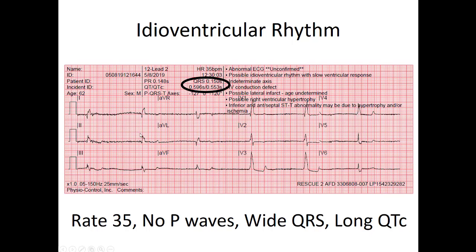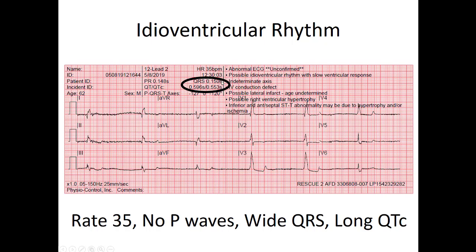This isn't coming from the sinoatrial node. And then I look at my QRS. It's 150. So I know that it's coming from below the ventricles, right? Because it's taking longer to conduct through the different bundles below the AV node. So I have a wide QRS with no P waves and a rate of 35. I would call this an idioventricular rhythm. So this is a heart where the sinoatrial node has failed, the AV node has failed, and the heart is doing its best to pump blood, but it can only do that at a rate of 35 beats a minute.